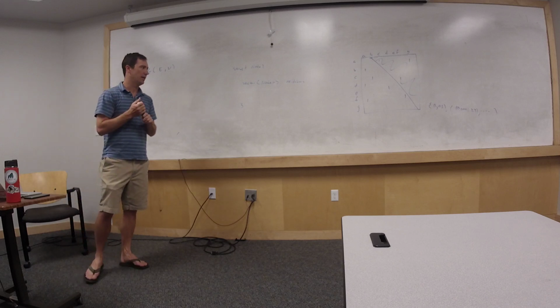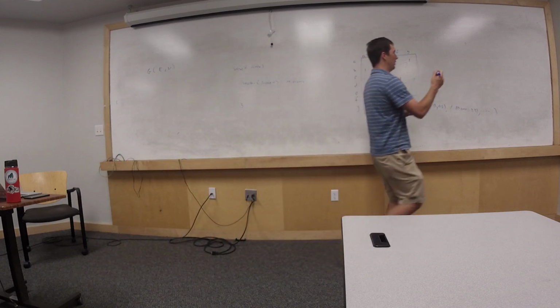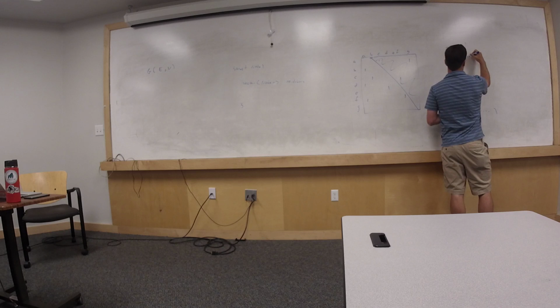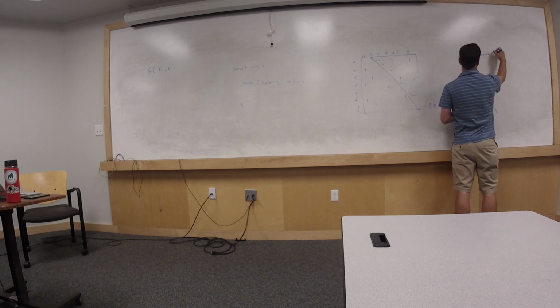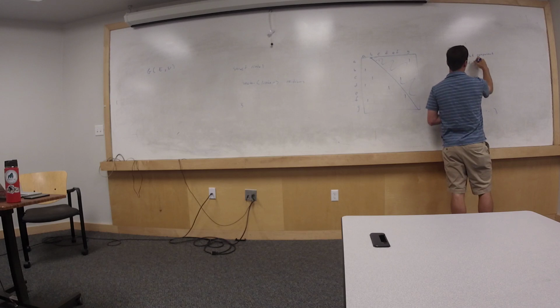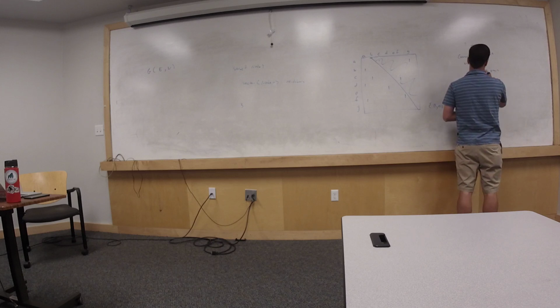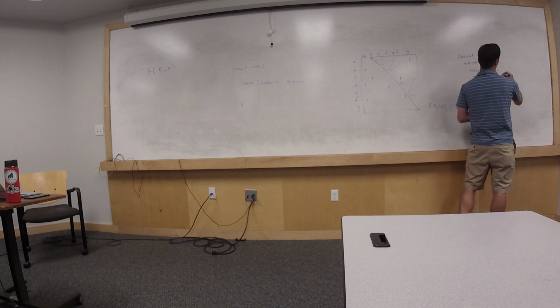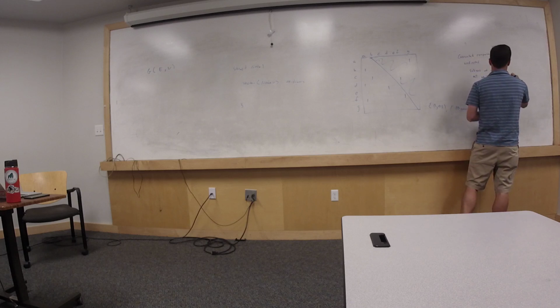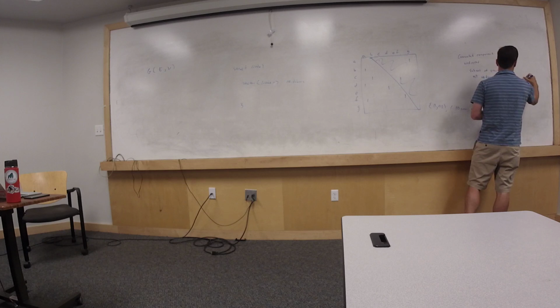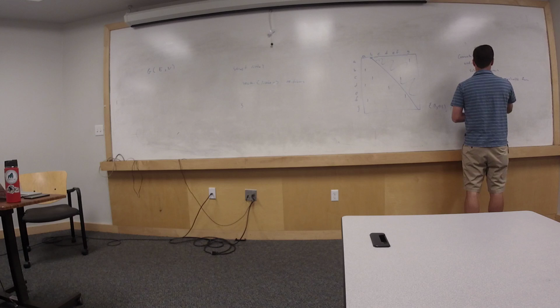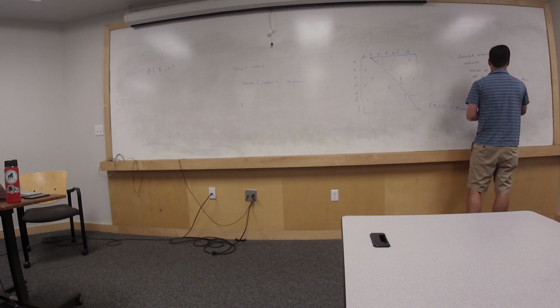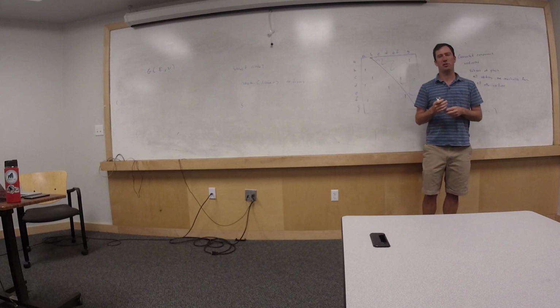So for a connected component in an undirected graph, it's a subset of the graph where all vertices are reachable by all other vertices. And this doesn't mean they have to be connected through a single edge, but I have to be able to go through a sequence of edges to get there.